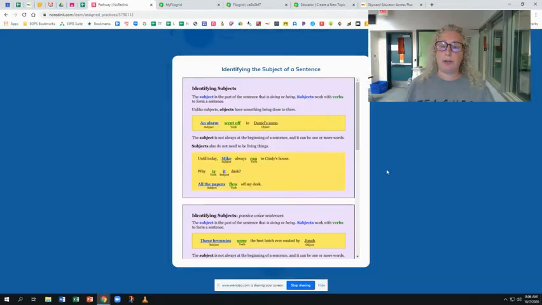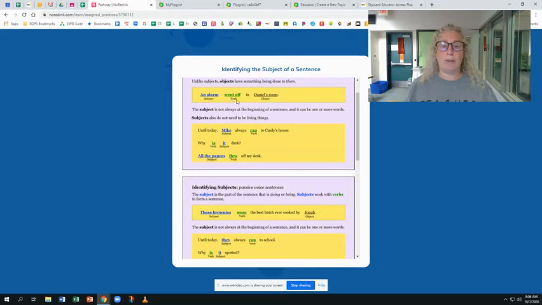So for example, here's the first lesson. You can see identifying the subject of a sentence. The subject is the part of the sentence that is doing or being. Subjects work with verbs to form a sentence. Unlike subjects, objects have something being done to them, right? So: an alarm went off in Daniel's room. The alarm is what's going off. Went off is the verb. The alarm is what is going off. Therefore, the alarm is the subject. Daniel's room is not going off. Daniel's room did not go off.